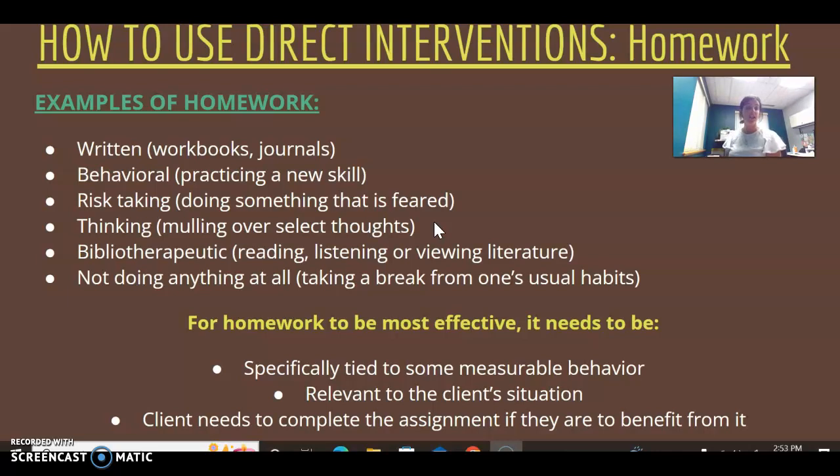And then not doing anything at all actually can be homework. So taking a break from one's usual habits. So if someone is just overloaded with stress, it might be a really good intervention to have them take 15 minutes a day to not do anything. That can be effective homework. So really, in order to make the homework effective, it does need to be specifically tied to some measurable behavior. You don't want to give homework for the sake of giving homework. Don't give them a book to read just for funsies. Have it be something related to what they are working on.